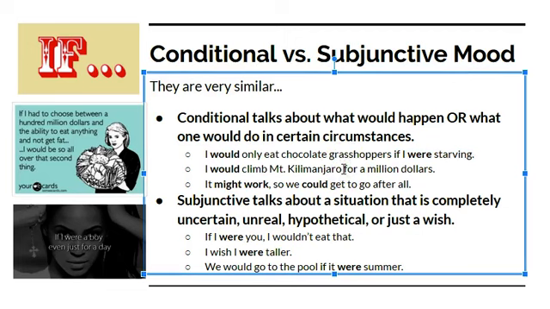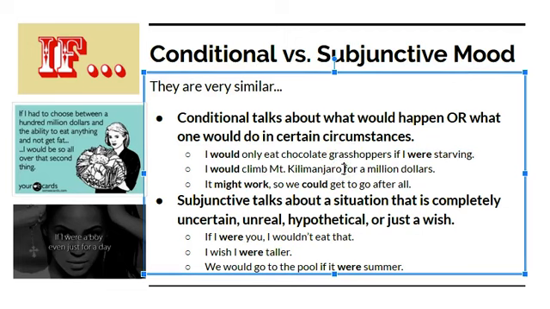Or here's another hypothetical situation or condition being set, but it doesn't have the word if. For $1 million, yeah, I would climb Mount Kilimanjaro. Makes sense? So it doesn't have to have the word if, but it's still a hypothetical, plausible situation, and it's still like, under this condition, maybe I would do this. It might work, so we could get to go after all. So this is plausible and a condition. If it works, we could get to go.